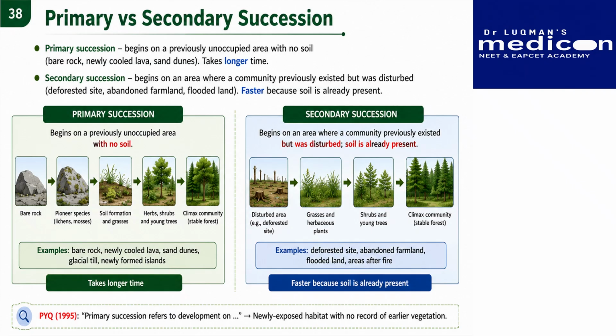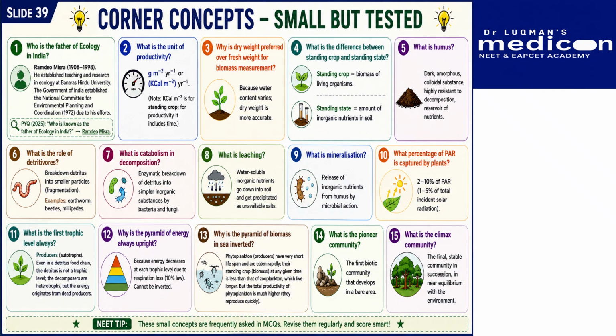Previous year question was, primary succession refers to development on newly exposed habitat with no record of earlier vegetation, so unoccupied area. Moving on, corner concepts, small but tested. So there are some concepts which are present in the NCERT which we usually don't focus on because we are usually missing them, but they are important and questions have been asked.